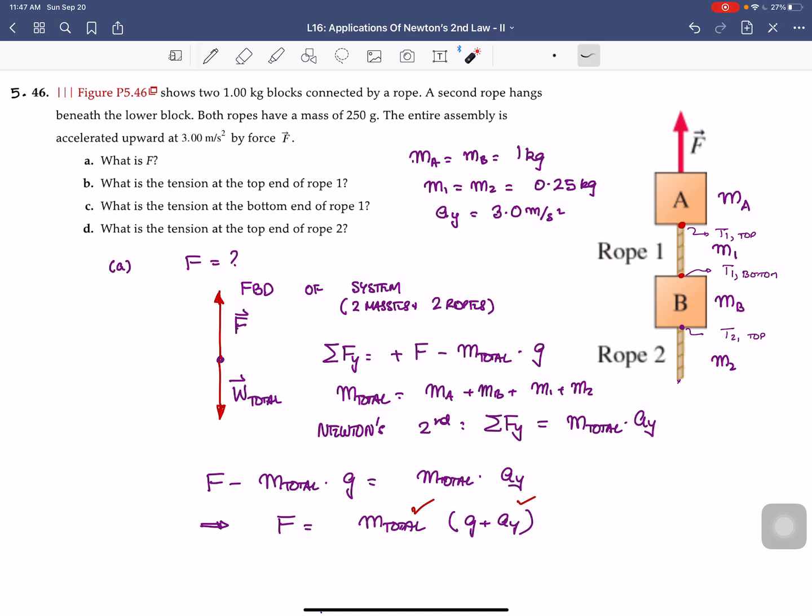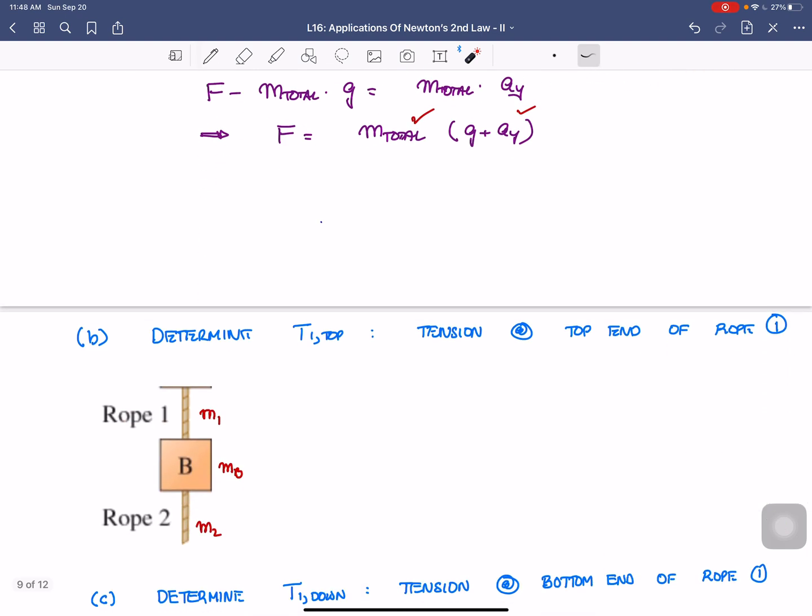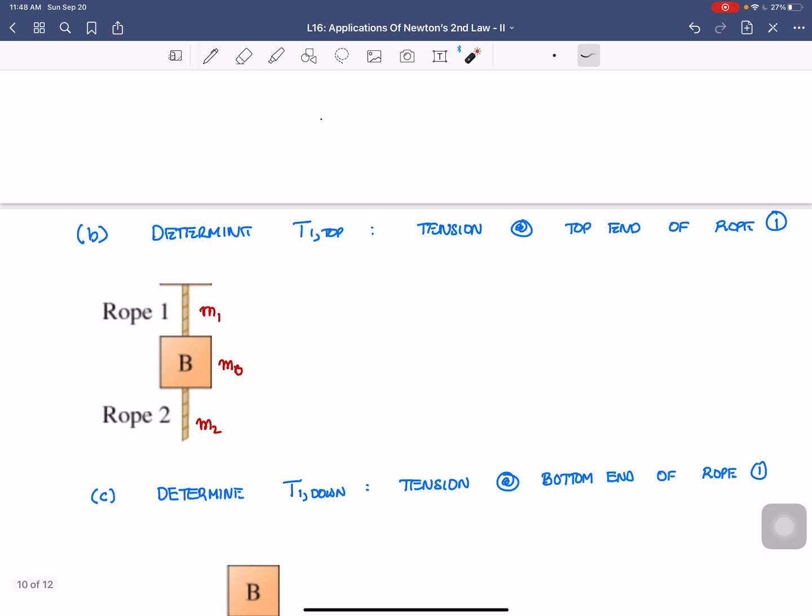So we've got this. Now the first part of B says determine T1 top, which is the tension at the top end of the rope. And so here I'm going to draw the tension at the top end, and you can soon see why. Let's call that T1 top. Okay.